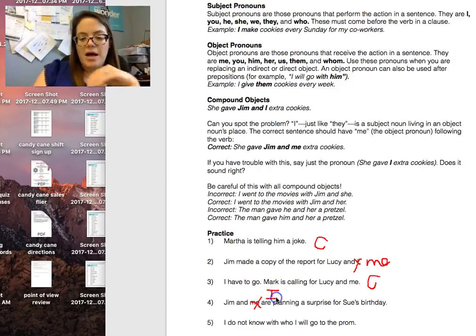I do not know with who I will go to the prom. So a few things I see here. I see an I. It's a subject pronoun. It's at the beginning of our sentence before my verb, so that looks good. I see who, which is one of our relative pronouns, with who. Here, it's the object of a preposition, and who is a subject pronoun. So I want to change this one to whom. And then we've got I again, a subject pronoun. It's before my verb, so it's the subject of this clause. So all of that looks good.